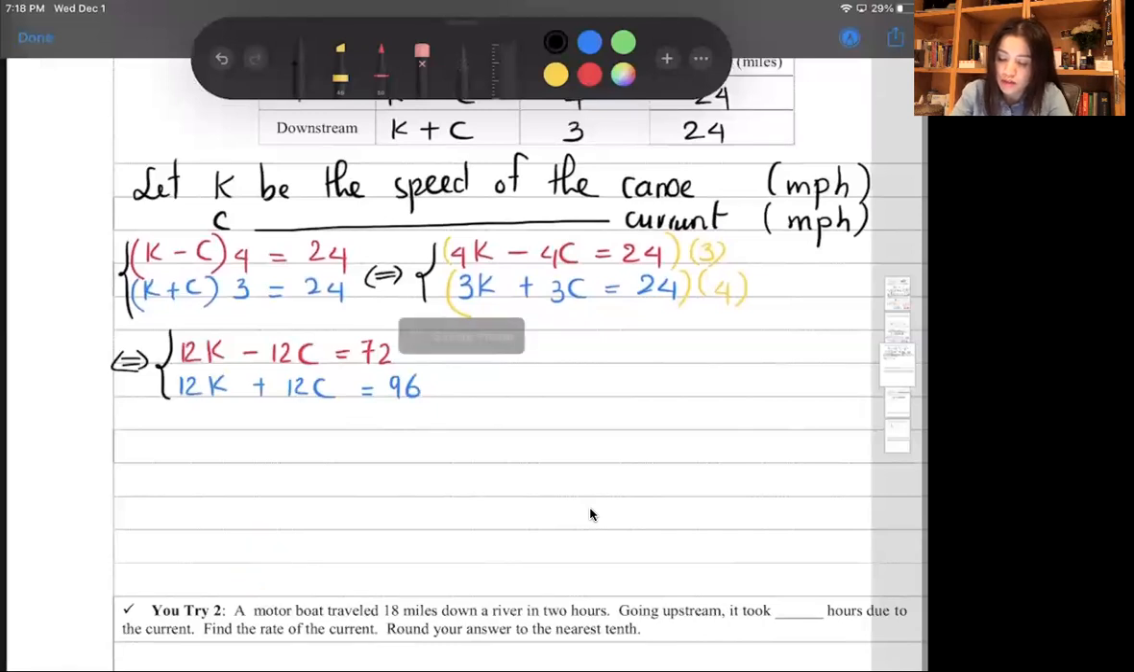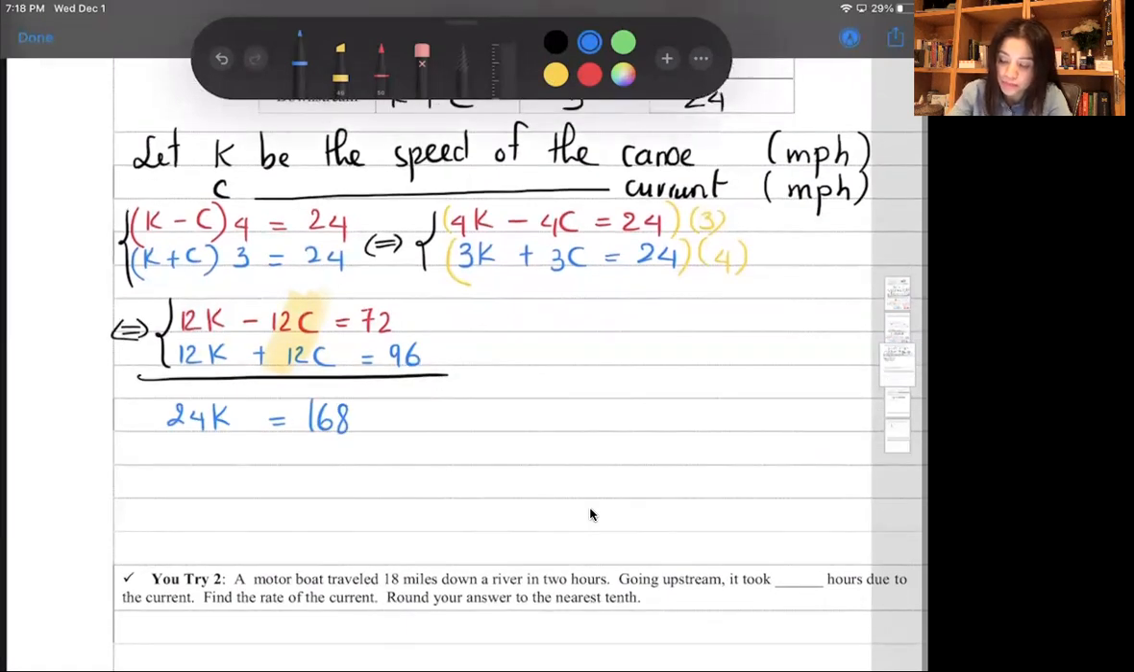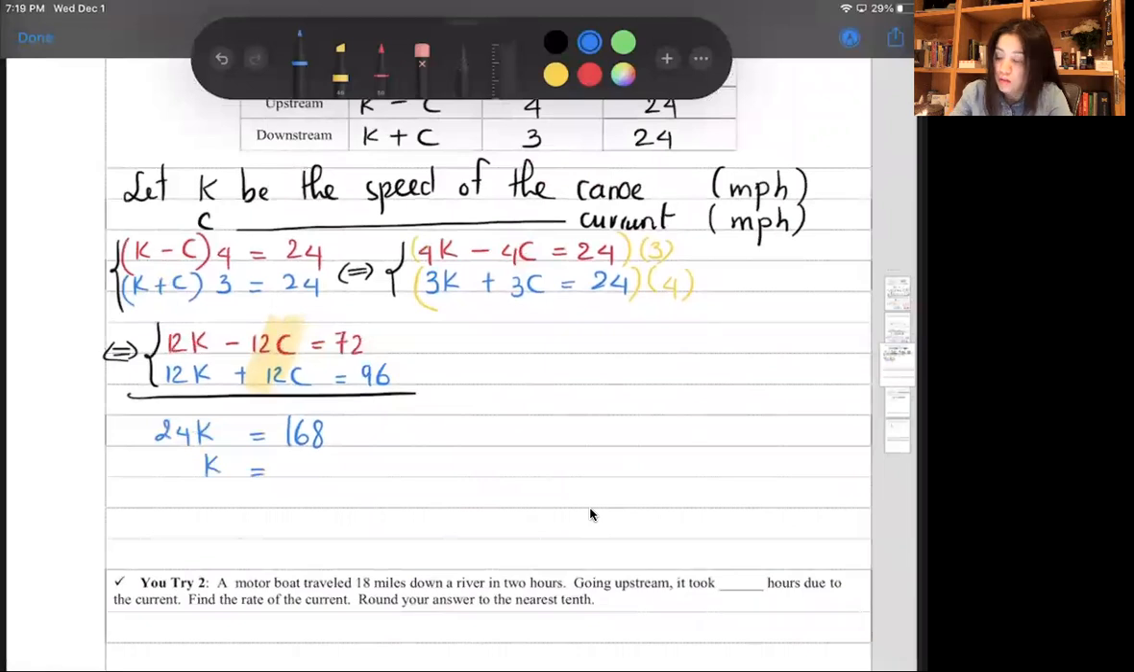Now we add. That is gone, right? Now I have 12K plus 12K, that's 24K. 72 plus 96 is 168. Divide both sides by 24. K equal 168 divided by 24 is 7. So the speed of the canoe is 7 miles per hour. Box this up.